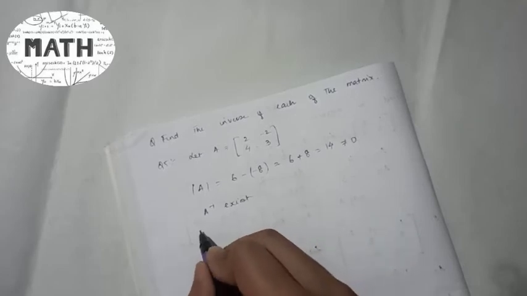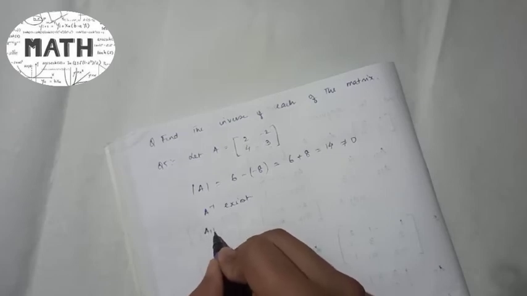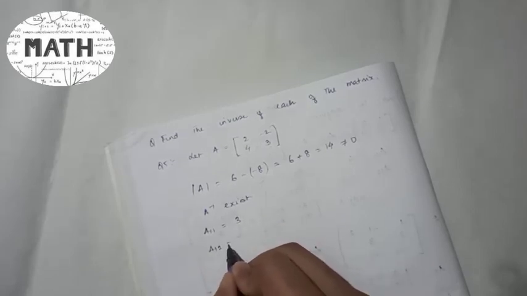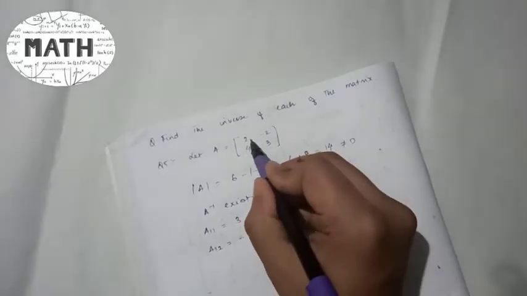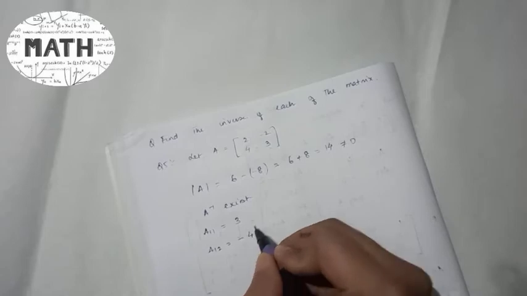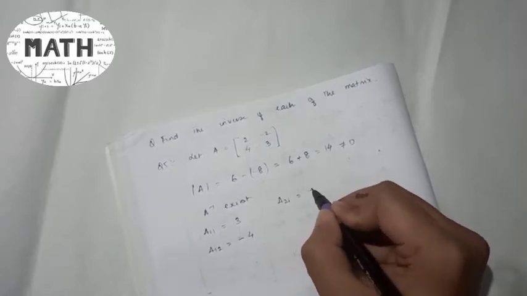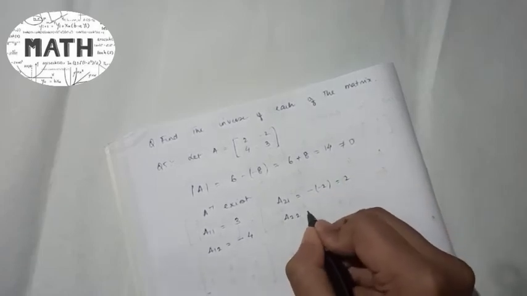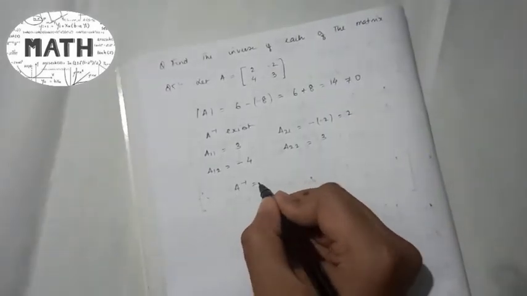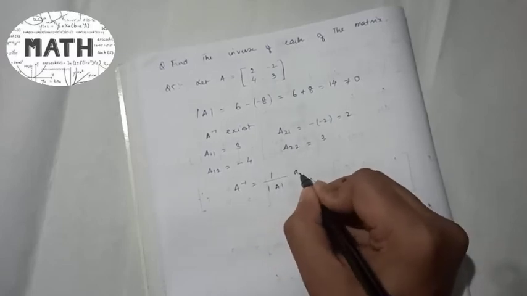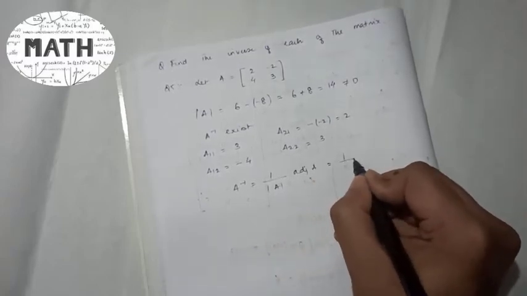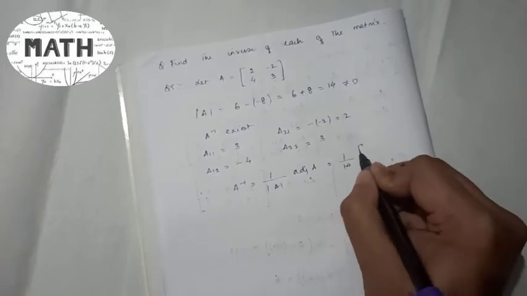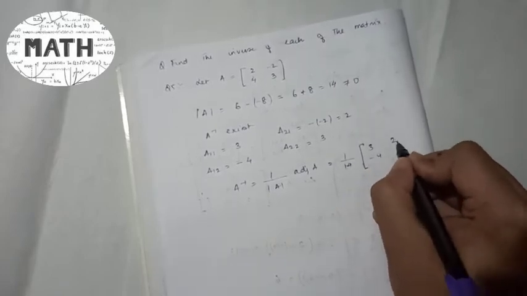Next, I have to find the adjoint of A. In order to find the adjoint of A, I have to find the cofactors first. Your A11 would be 3. A12: 1 2 means odd, so minus. First row, second column gone, so 4. A21 is minus, so it will be minus 2, which is 2, and A22 is again 3. So therefore A inverse, according to the definition, is nothing more than 1 by the determinant times the adjoint of A. I got the determinant to be 14, so it will be 1/14 times [3 -4; 2 3].